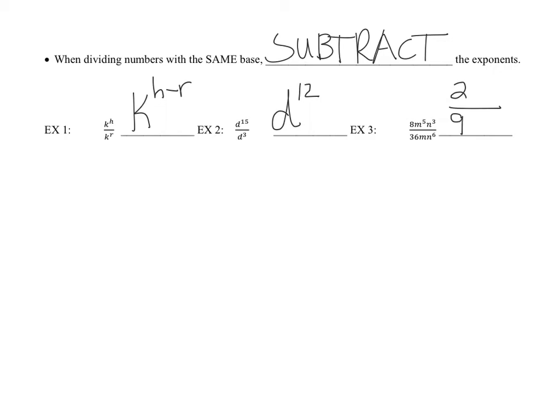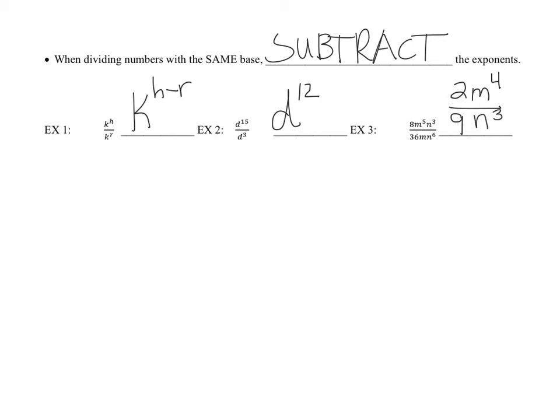And then the m's, m to the 5th over m, well, that would be m to the 4th on the top. Why is it on the top? Because we have more on the top than the bottom. So we're canceling the 1 m at the bottom off from the top. Now the next one, the n to the 3rd over n to the 6th. Here, you're canceling out these 3 n's up here, which leaves you with 3 n's on the bottom. So you're left with n to the 3rd on the bottom.